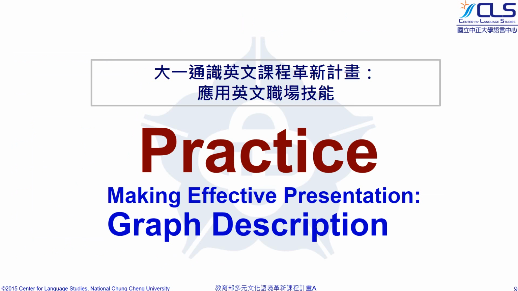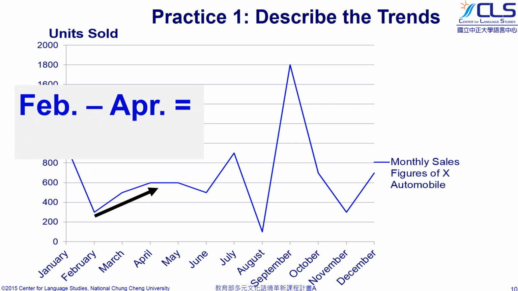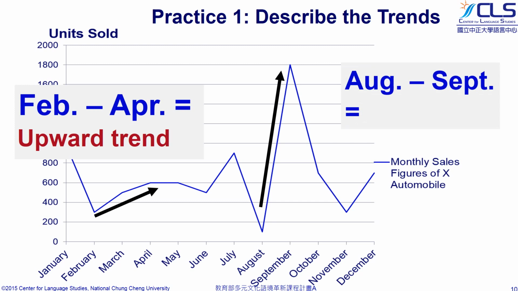So now, let's try to practice what we have learned. Let's look at practice 1. How would you describe the trend from February to April? There was an upward trend in sales from February to April. How would you describe the trend between August and September? There was a sharp rise in sales between August and September.